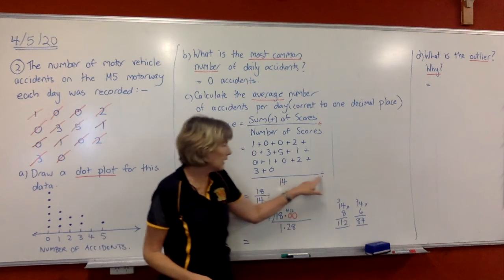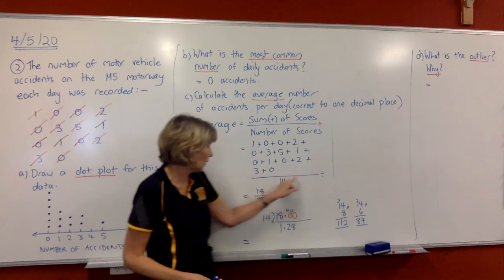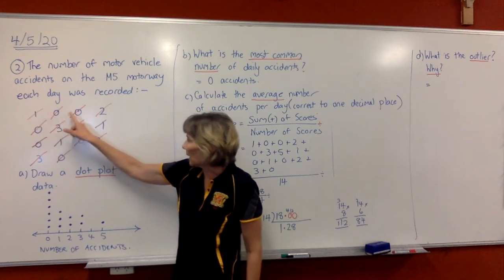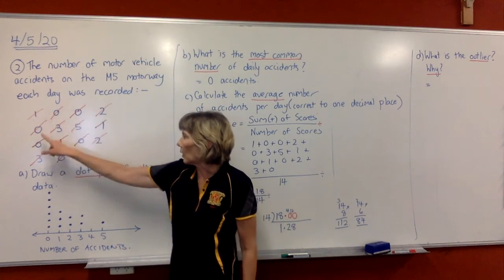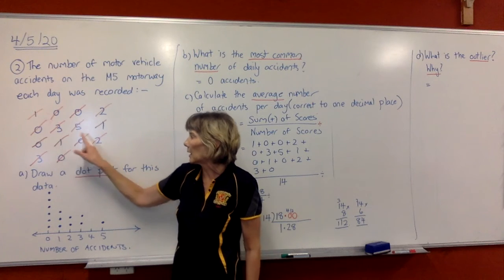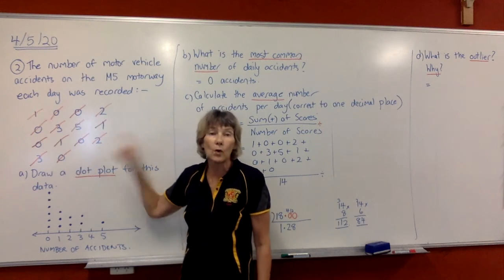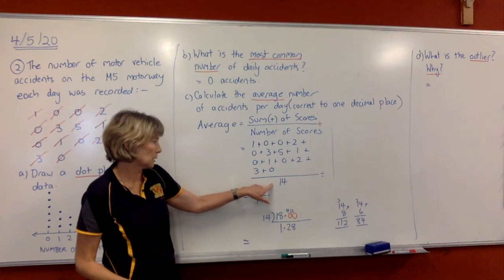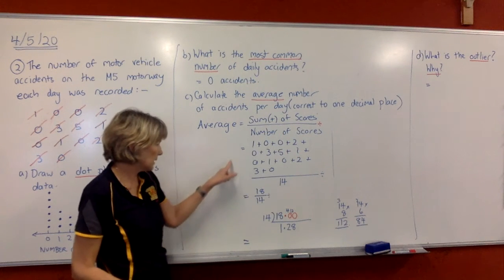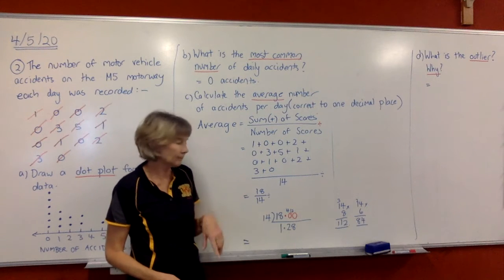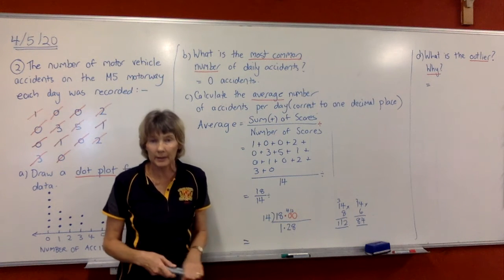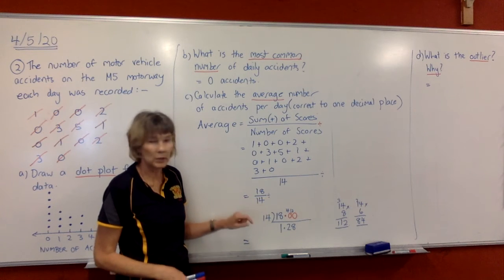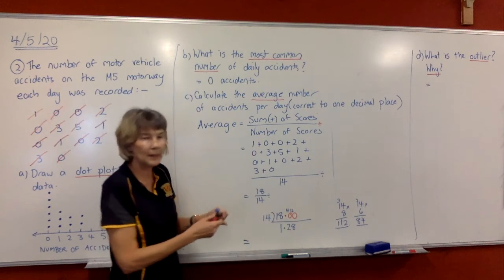Then we're dividing, I've got a fraction bar, we're dividing by the number of scores. So if you count these up, we have 1, 2, 3, 4, 5, 6, 7, 8, 9, 10, 11, 12, 13, 14 scores. So we're dividing by 14 scores. All right, so when we add all these up, you'll get 18. There are 18 car accidents on the M5. Okay, and we're dividing by 14. Now, be careful up here.